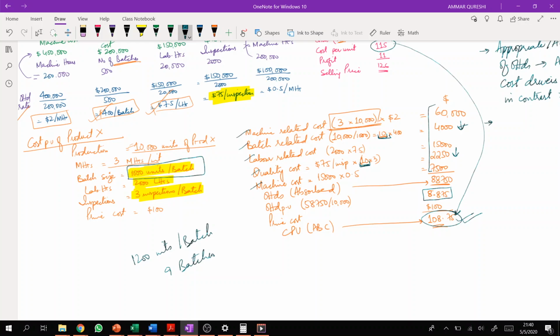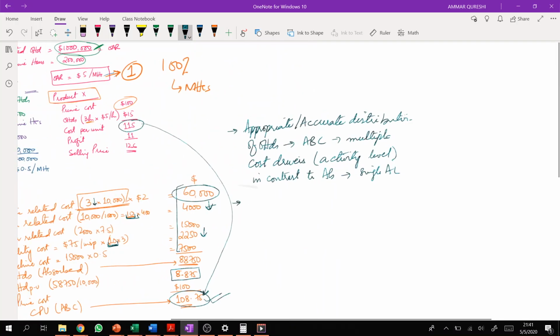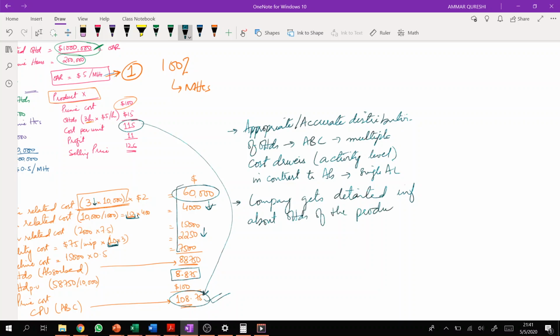But if you reduce machine hours, then the reduction in machine hours will reduce the cost of this particular cost pool, right? So what is another benefit? Let me write this. Another benefit is that the company gets detailed information about the overheads of the product, right?